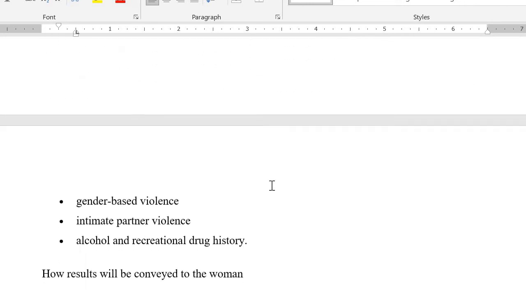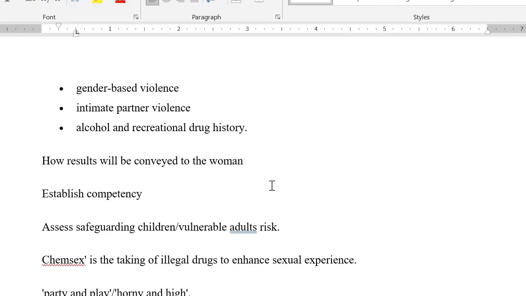Like we can ask them, are they a victim of gender-based violence? Any history of intimate partner violence? You need to ask her, how are things at home? Do you feel safe at home? That is very important, okay? Because in cases of intimate partner violence, we often ignore them, and it can result in death of the patient. Then, are they taking any alcohol or recreational drugs? What is the history? You should record that.